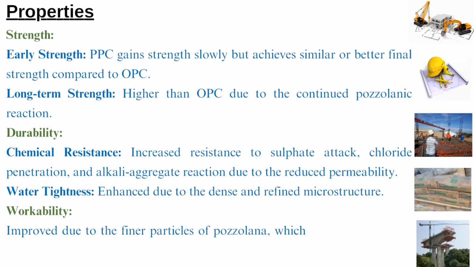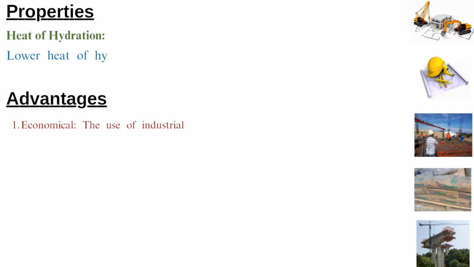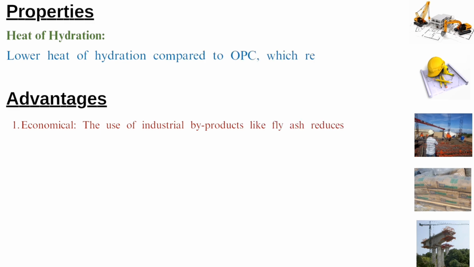Then under workability, PPC is improved due to the finer particles of pozzolana, which fill the voids in the concrete mixture, providing better workability and pumpability. Then it has a lower heat of hydration compared to OPC, which reduces the risk of thermal cracks in large concrete structures. Then we come to the advantages of Portland Pozzolana cement.